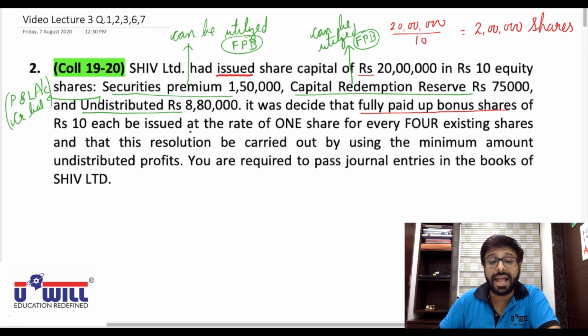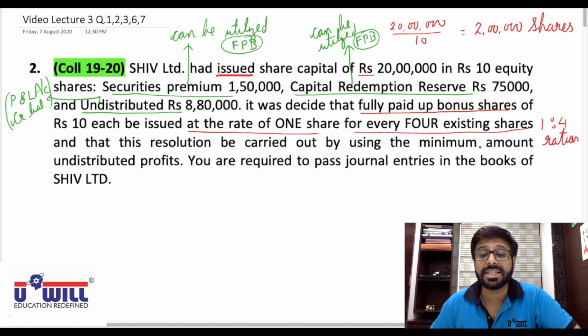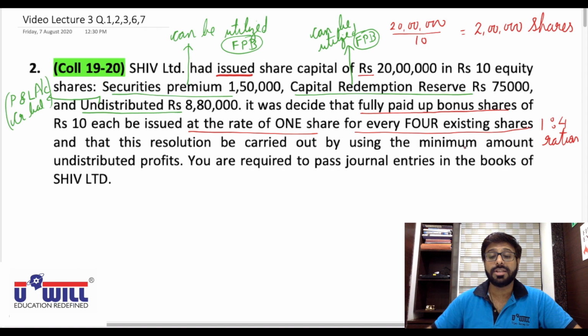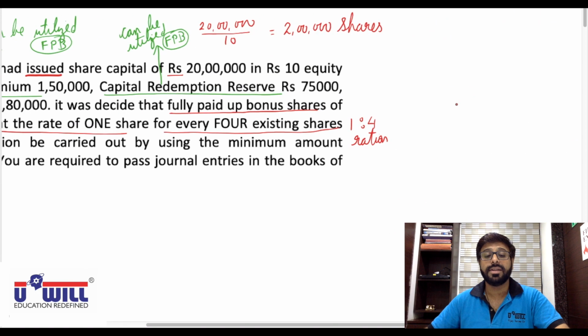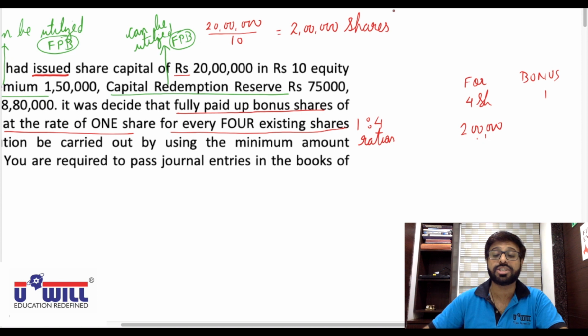Now all of you underline, at the rate of 1 share for every 4 existing shares. So mark the ratio as 1:4. 1 for every 4 shares means the ratio is 1 is to 4, 1 by 4. Presently 2 lakh shares are there. So you normally make an equation: for every 4 shares, bonus given would be 1 share. So for 2 lakh shares, as we counted in the beginning, the company already has 2 lakh existing shares. How many bonus shares would be given? 2 lakhs into 1 by 4.